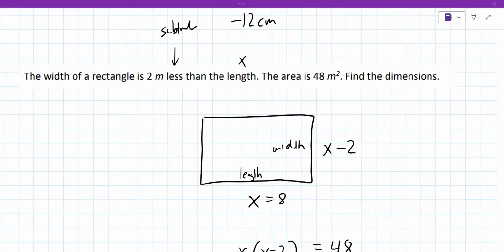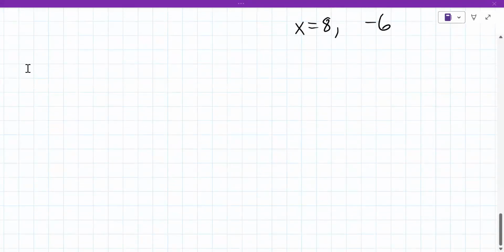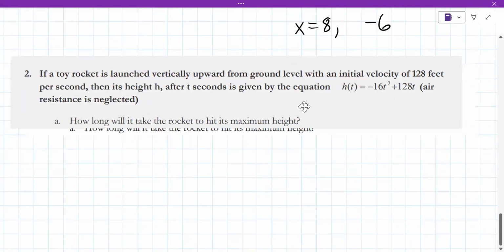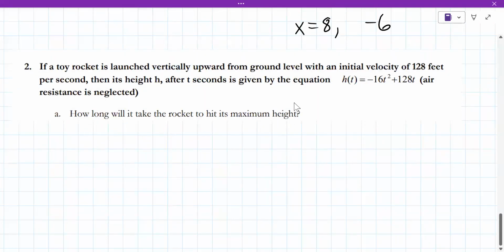Okay. The next style of problem is the something-is-launched-into-the-air type of problem. So we'll look at that here. If a toy rocket is launched vertically up from the ground level with an initial velocity of 128 feet per second, then its height, h, after t seconds is given by the equation h of t equals minus 16t squared plus 128t. This is your function right here.